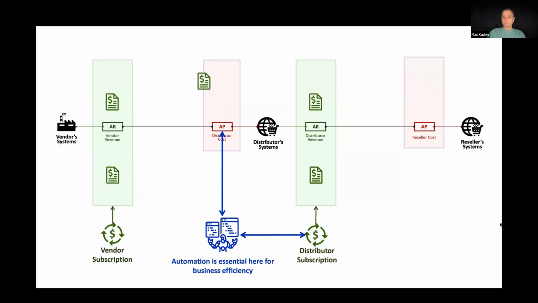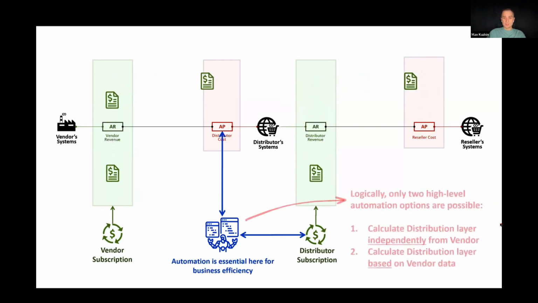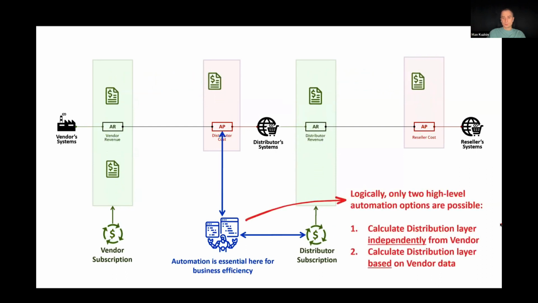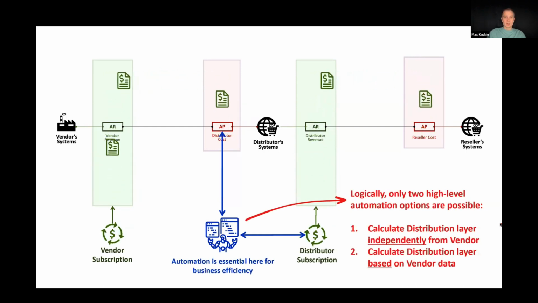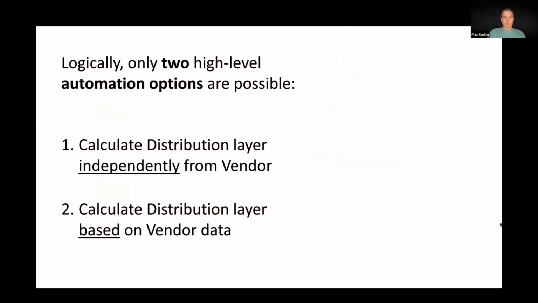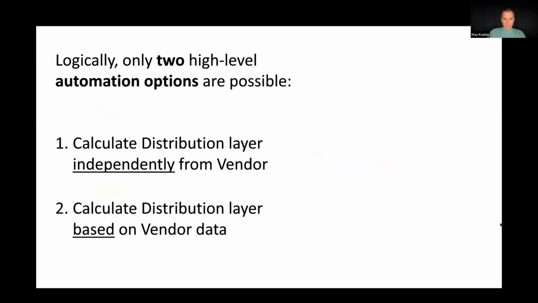Between those two flows. And purely mathematically, there are only two high-level options for automation there. First of all, those two layers could be calculated independently, or they could be calculated dependently. One layer could be calculated based on another. If you look at the possibilities, there are no others.